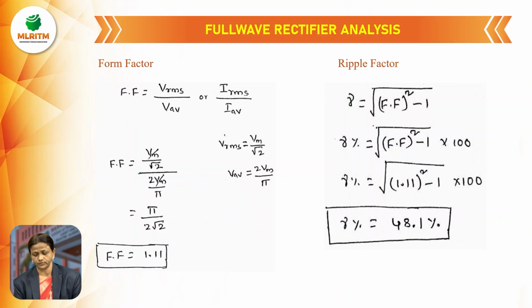Ripple factor equals square root of (VRMS by VDC) whole square minus 1. VRMS by VDC is nothing but the form factor, which is already calculated. Therefore, ripple factor equals square root of form factor square minus 1. Now substitute the form factor value in this formula. So that equals square root of 1.11 square minus 1, which equals 48.1%. So the ripple factor for this full-wave rectifier is 48.1%.